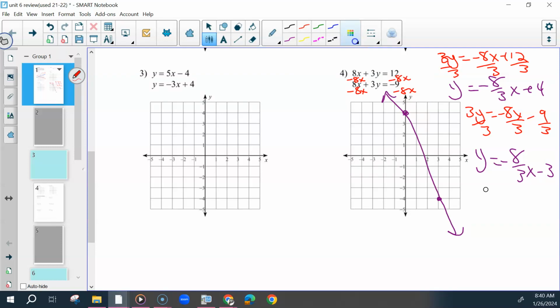And then do the same thing for the other one. Start at negative 3, but go up 8 and to the left 3. My lines are a little crooked, but in general, they should be parallel lines. And that would be no solution.